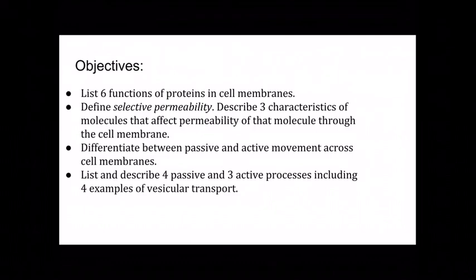So in the first part of our class today, we looked at the structure of cell membranes, which somehow is not an objective here, but it should be. And then we looked at 6 functions of the proteins in cell membranes. We talked a bit about selective permeability and the 3 characteristics of molecules that affect permeability, in other words, whether or not something will be able to cross the cell membrane. Those 3 characteristics being lipid solubility, size, and charge.